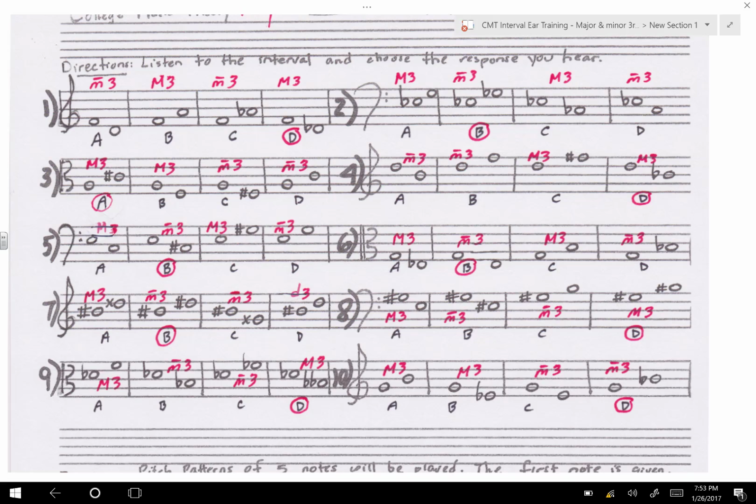Let's listen to this one. 10A is a major third ascending, do, mi. 10B is a major third descending, mi, do. 10C is a minor third descending, sol, mi. And 10D is a minor third ascending, do, me. Let's listen to all of these back to back.